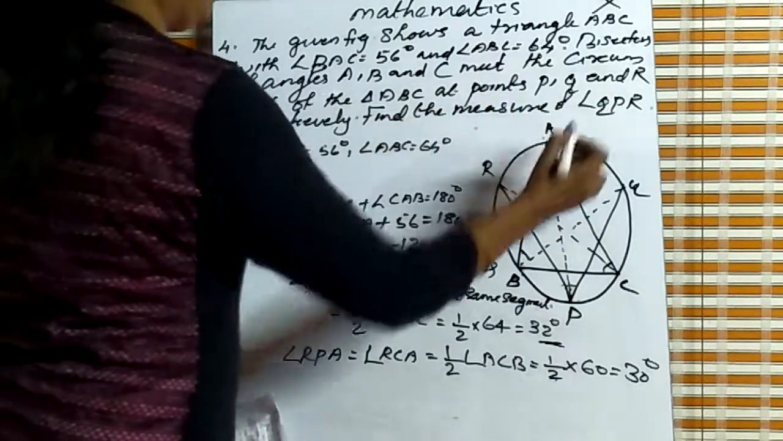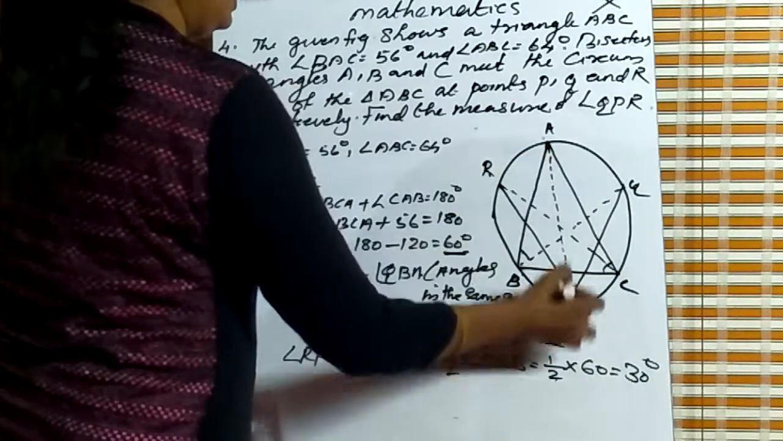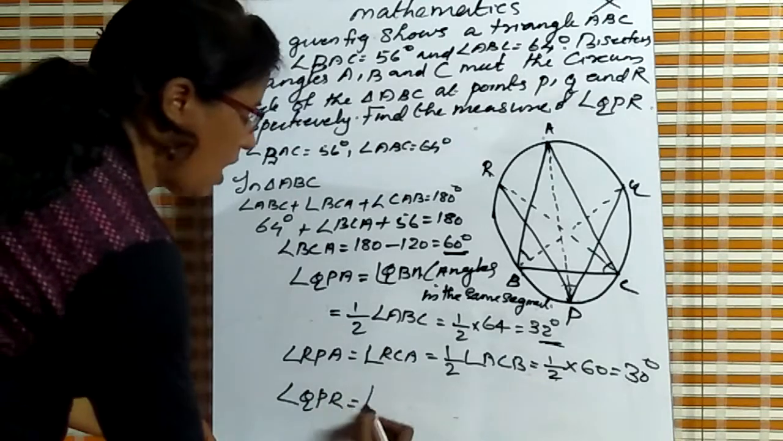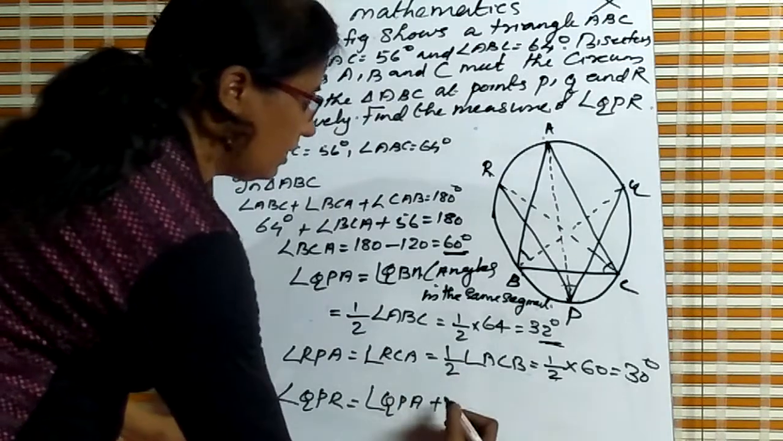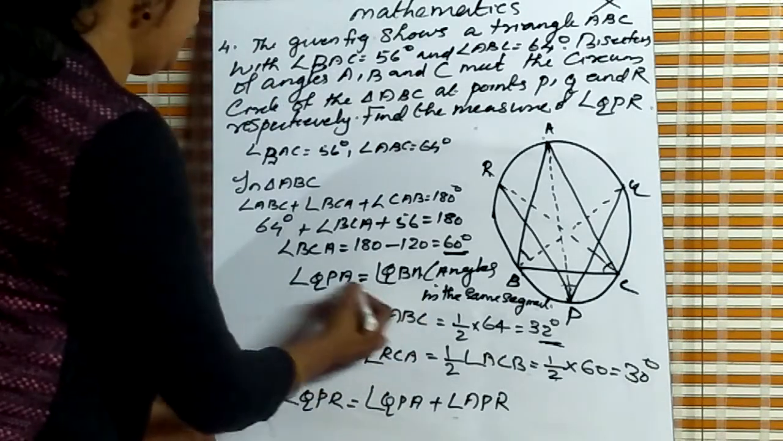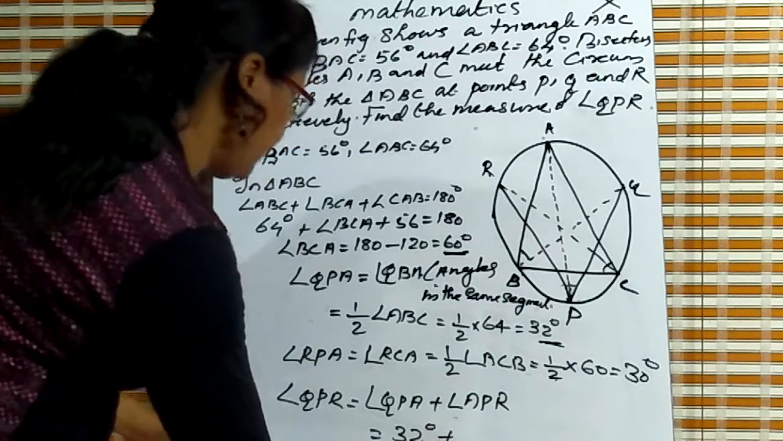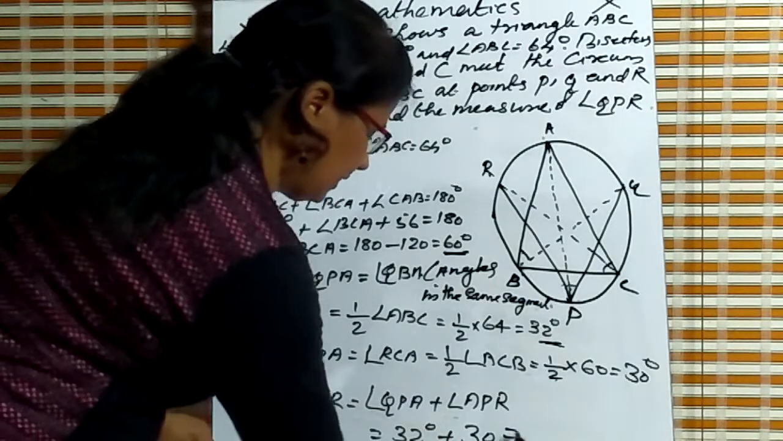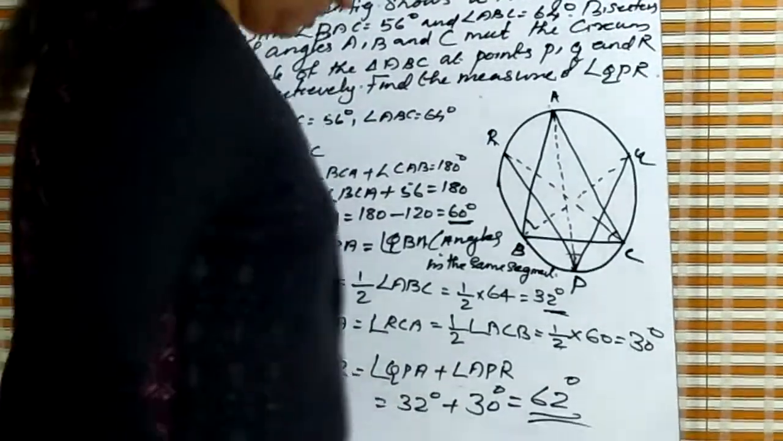Now we have to find the measure of QPR. QPR means QPA plus APR. Angle QPR is equal to angle QPA plus angle APR. What is QPA? QPA is equal to QPB, which is 32 degree, plus angle APR. APR is equal to 30 degree. So 32 plus 30 equals 62 degree. Thank you.